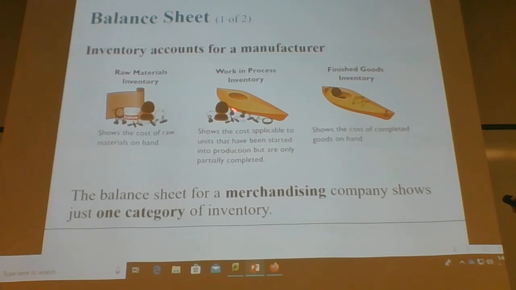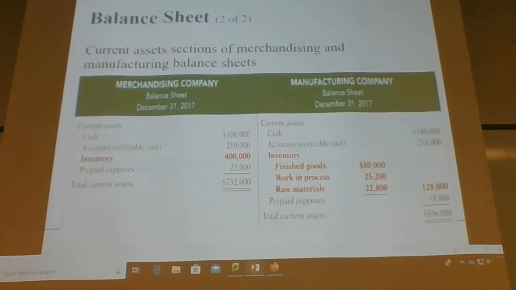Looks like this kayak right here is mostly done, but it doesn't have the seat or some of these other items done yet. And then over here we have finished goods inventory. We have a fully completed kayak or a fully completed broomstick, whatever you want, okay? But we're going to show each of these categories on the balance sheet for a manufacturer.